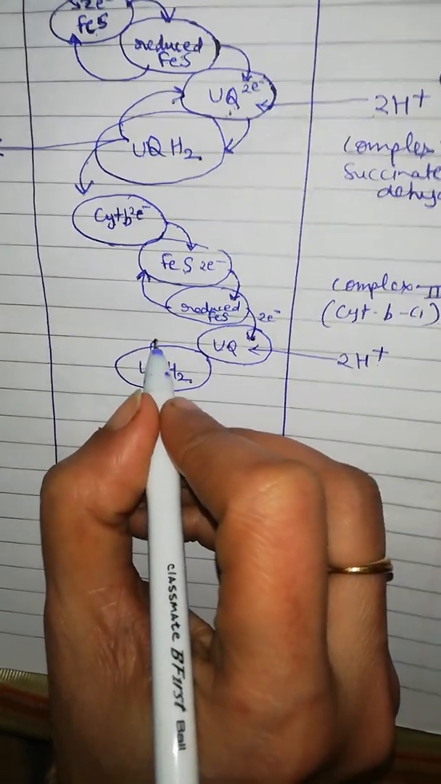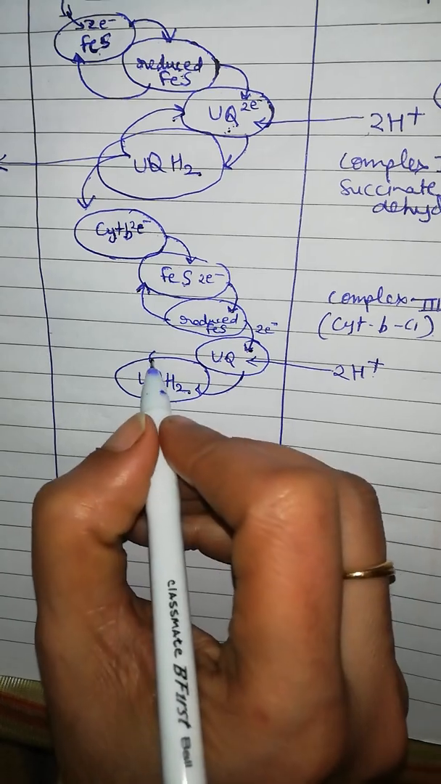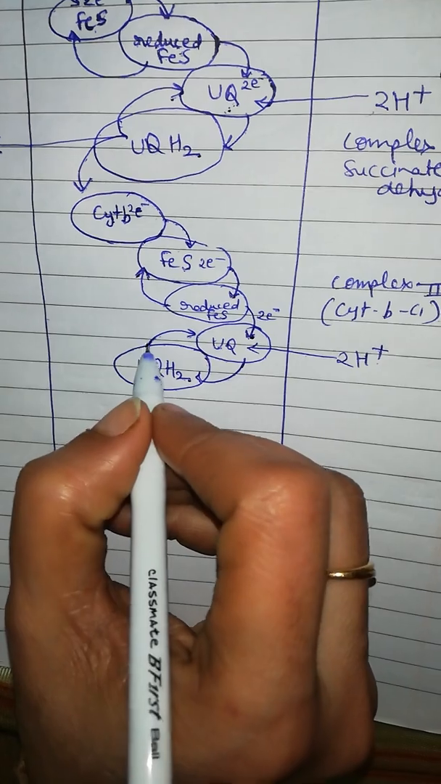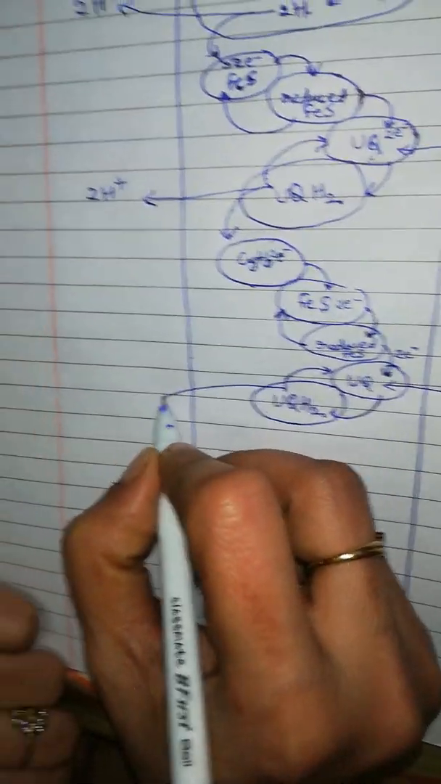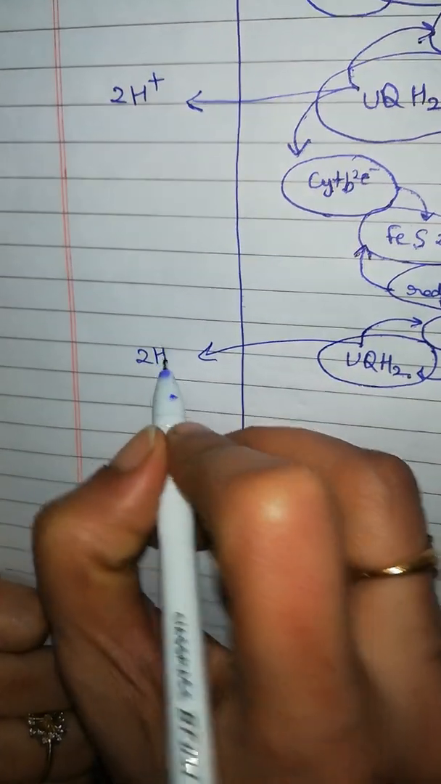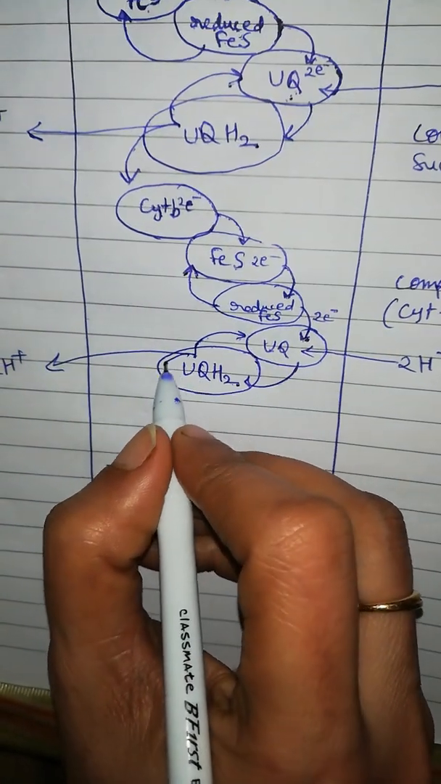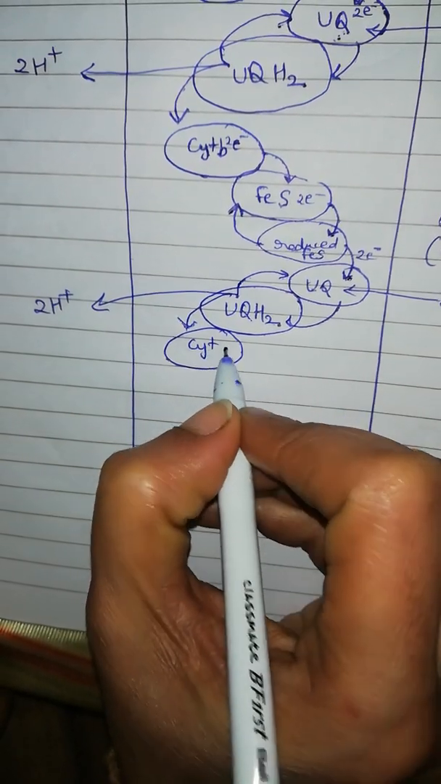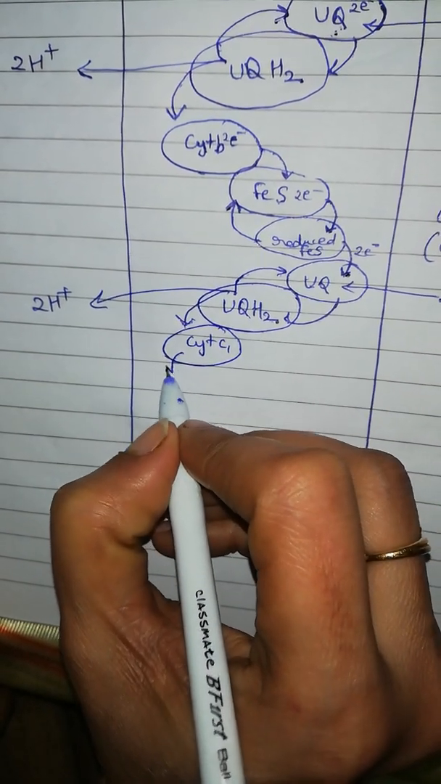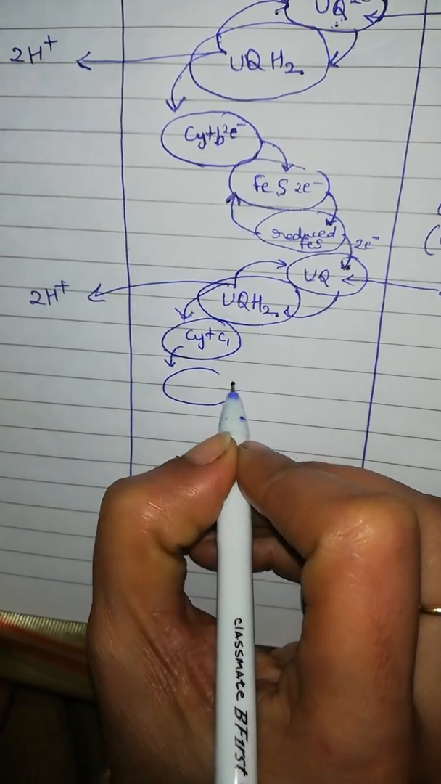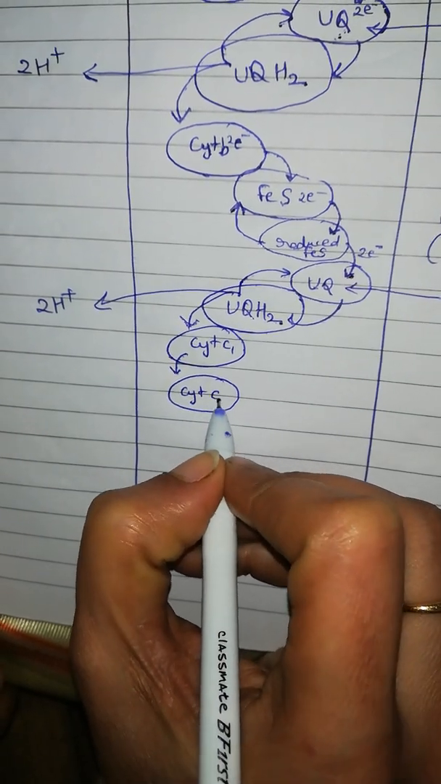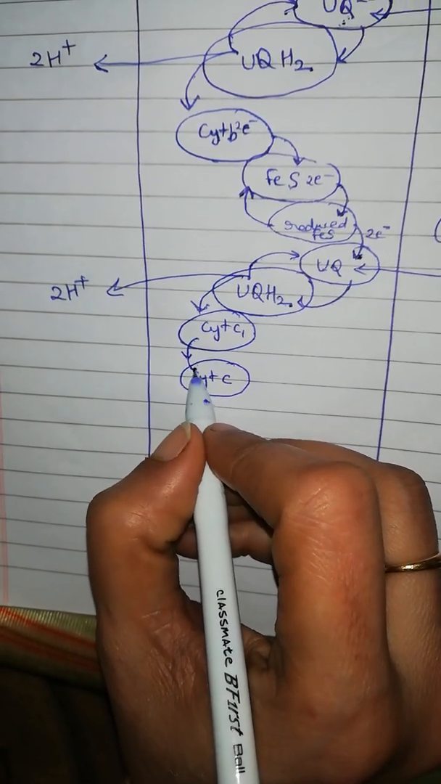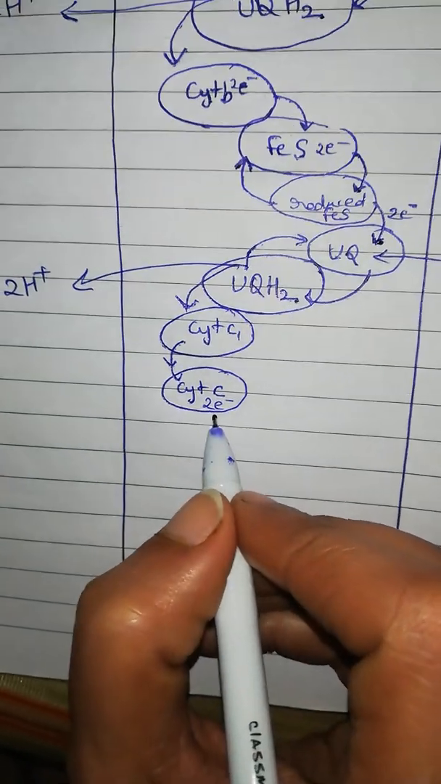Now it is reoxidized to form ubiquinone. In this process, hydrogen ions are transported into the intermembrane space and electrons are given to cytochrome C1. Cytochrome C1 then gives its electrons to cytochrome C, which is attached towards the outer side of the inner membrane, and it acts as a mobile carrier of electrons.